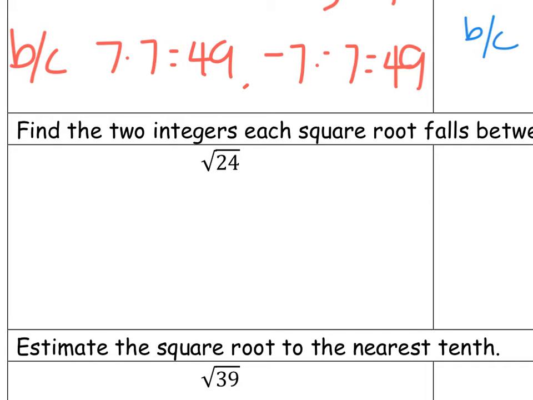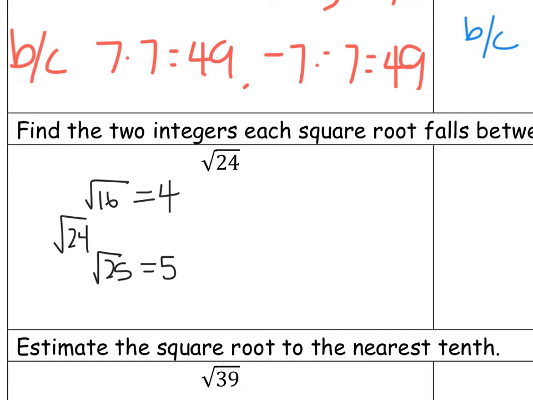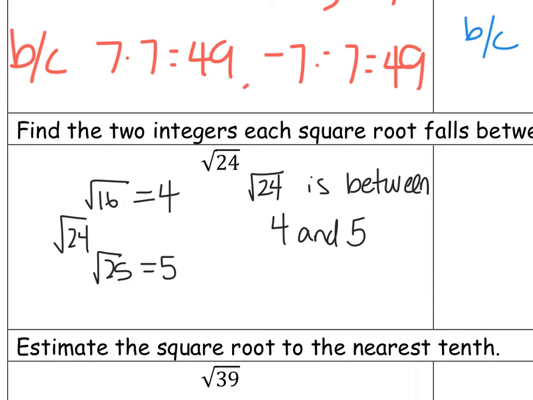So that tells us that the square root of 24 is between the square root of 16 and the square root of 25. And we know the square root of 16 is 4, because 4 times 4 is 16, and the square root of 25 is 5, because 5 times 5 is 25. So that means that the square root of 24 is somewhere between the integers 4 and 5, because 4 squared is 16 and 5 squared is 25.